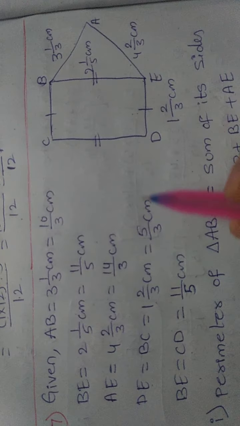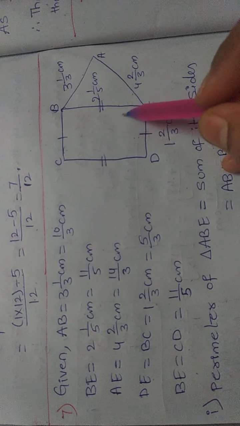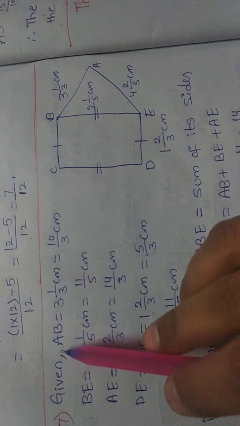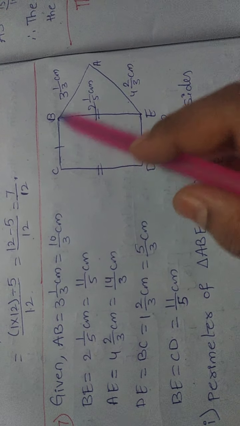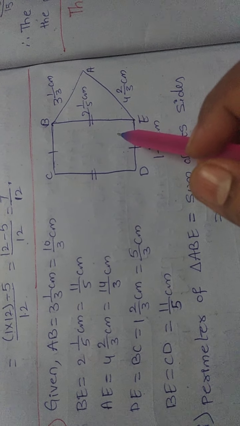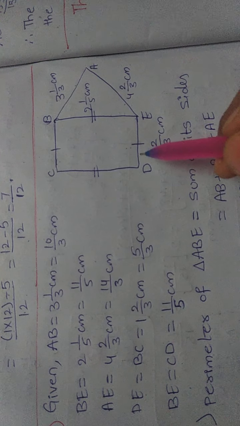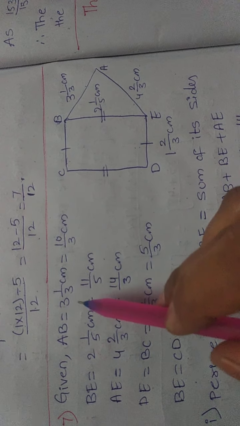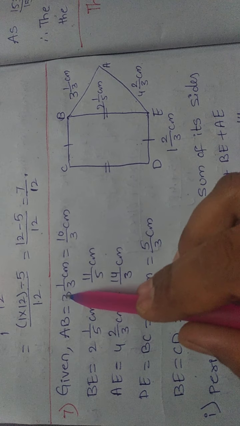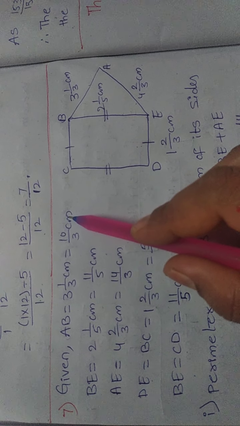Okay now, see here, the figure I drew once again. Given we should write, given is compulsory. AB length, what is the AB length? 3 1/3 they gave. So all mixed fractions only they gave. Now we convert into improper fractions first. All sides. AB is equal to 3 1/3 centimeters. So 3 3s are 9, 9 plus 1 is 10/3 centimeters.